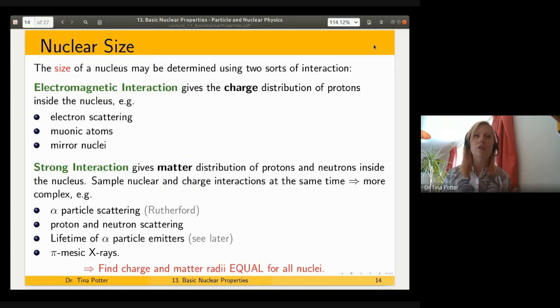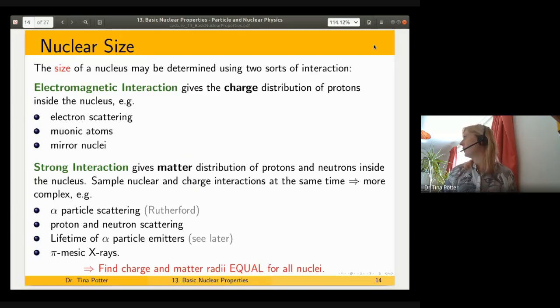So we can scatter electrons off of nuclei, or we can have a look at muonic atoms, i.e. where muons are orbiting nuclei. And that's really interesting because the orbits of the muons are really quite different to when electrons orbit nuclei. And we can also have a look at mirror nuclei, and this is where we have the same number of nucleons between two nuclei, but different numbers of protons and neutrons.